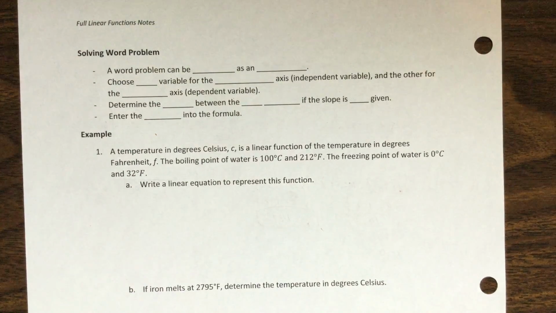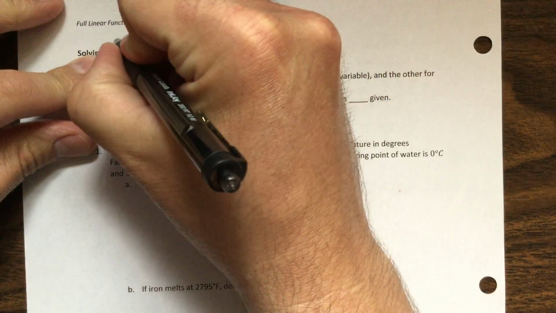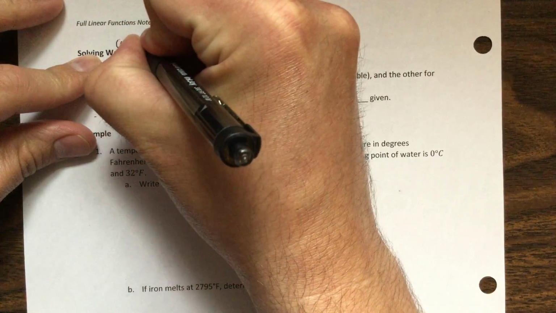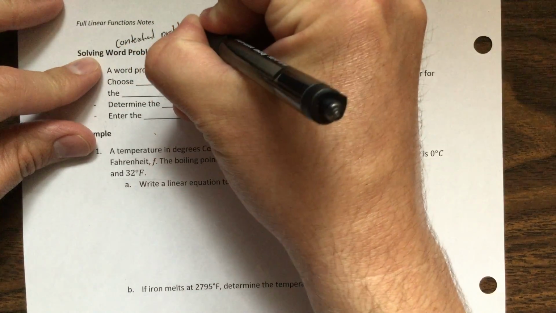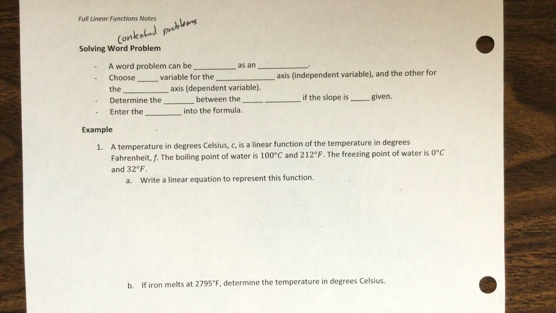All right, solving word problems. This can be a little bit tricky, as word problems, or what we may consider to be contextual problems, tend to be a little bit of a challenge. We have to find and determine which pieces of information are valid and which pieces of information are not needed quite as much.